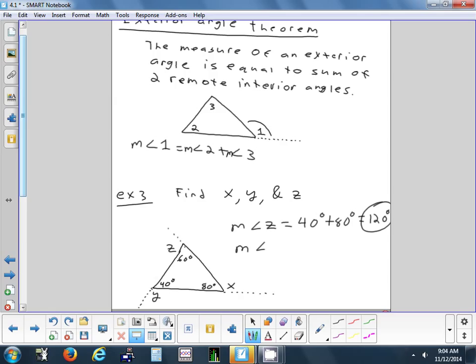How about the measure of angle y? What would you add up to get those two? Yep, you add the 80 and the 60. And 80 plus 60 gives me how much? Yeah, that's 140. Okay, so in this case, y is 140. And lastly, measure of angle x, that's going to be 40 plus 60, which adds up to 100. So the answer to their question, x is 100, y is 140, z is 120.